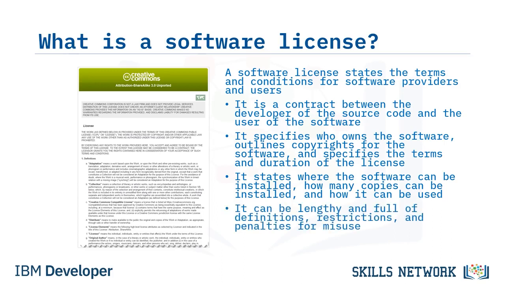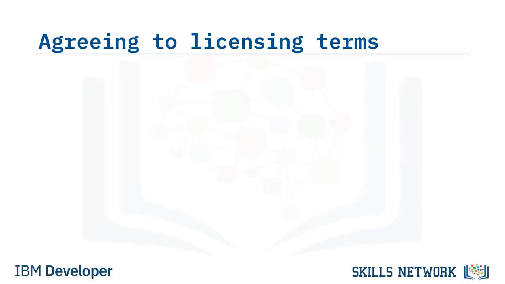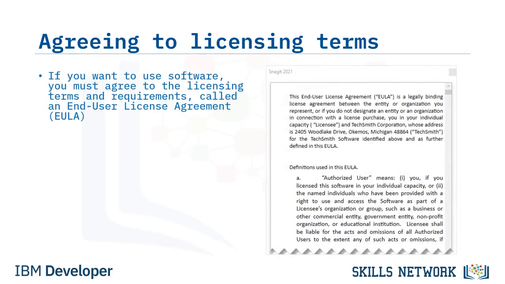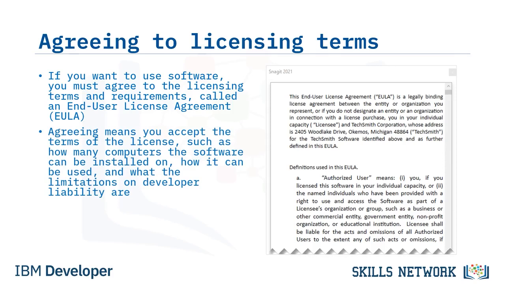It can be lengthy and full of definitions, restrictions, and penalties for misuse. Agreeing to the licensing terms is required for use of most software. If you want to install and use software, you must agree to the terms and requirements, which is called an End User License Agreement, or EULA. Agreeing to the EULA means that you accept the terms of the license, such as how many computers the software can be installed on, how it can be used, and what the limitations on developer liability are.